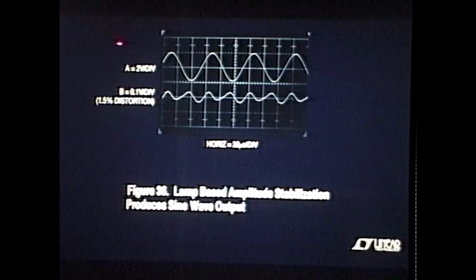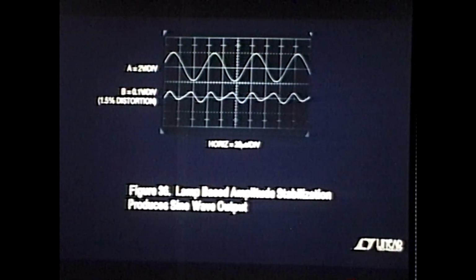Now what we get at the output of the amplifier, instead of clipped sine waves, is a true linear system here now. Okay, and I'm reading out of a distortion analyzer here. Not bad, about 1.5% worth of distortion, in this case at 20 kilohertz. So that's the magic. That's what gave Hewlett his AGC.